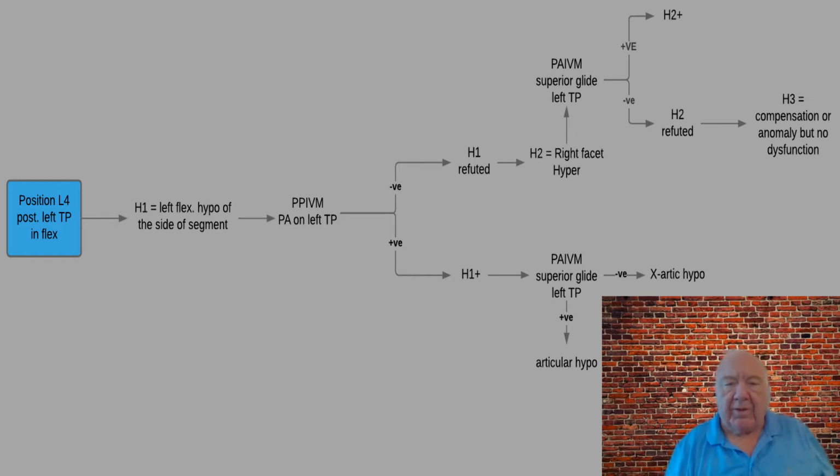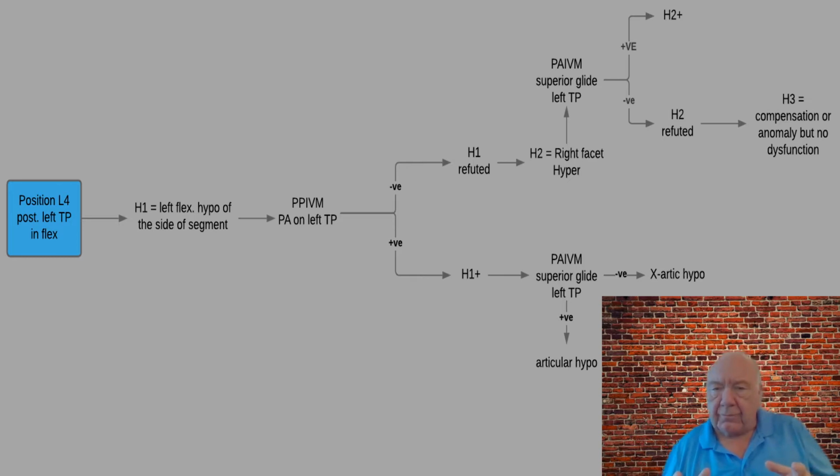We test the hypothesis with a P-PIVM. We do a PA, straight PA on the transverse process, and the idea is to derotate the vertebra. Now, if it can derotate, we have a negative P-PIVM. So hypomobility isn't a factor. We move on to the second hypothesis, which is we have a right facet hypermobility.